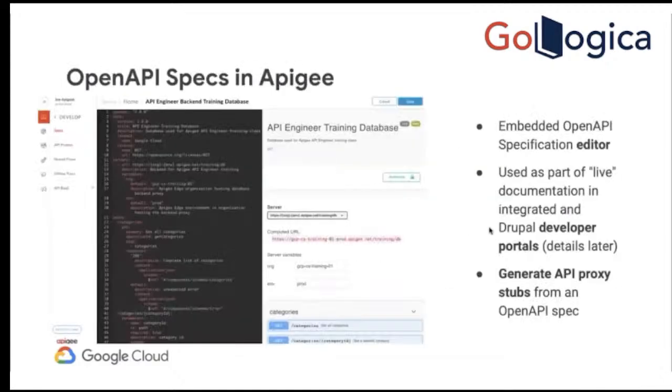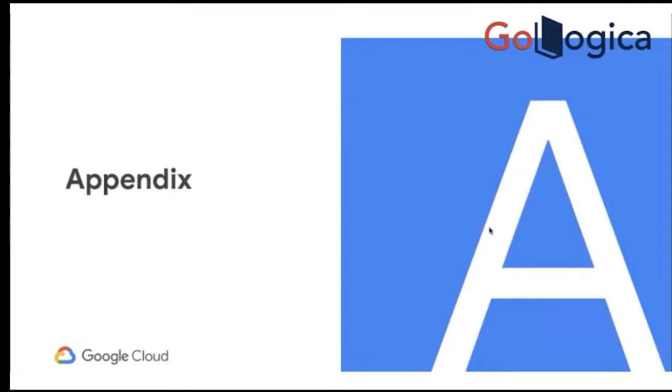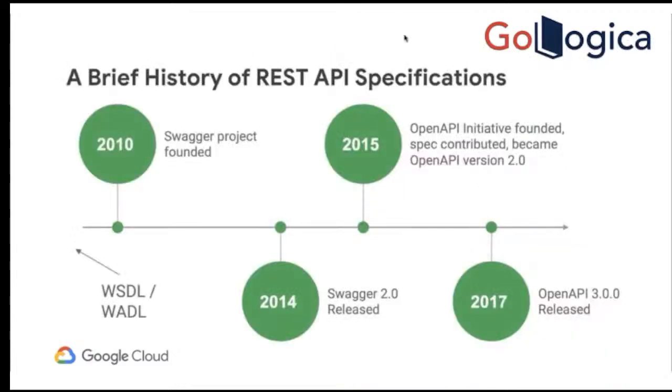So the OpenAPI specs are not just related to Apigee. As I said, it is a standard. It is now an industry standard in terms of API design. So all the platforms, Apigee, MuleSoft, all of them have started supporting OpenAPI specs. Here, just a brief history about that.